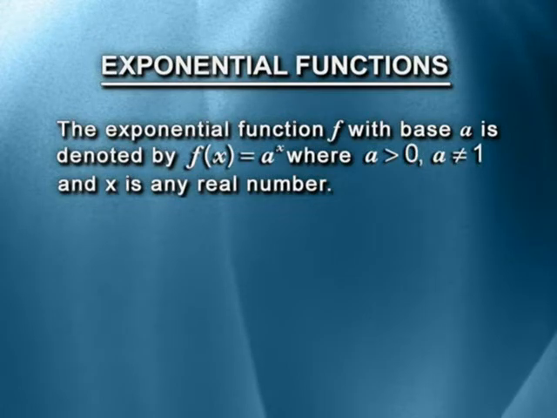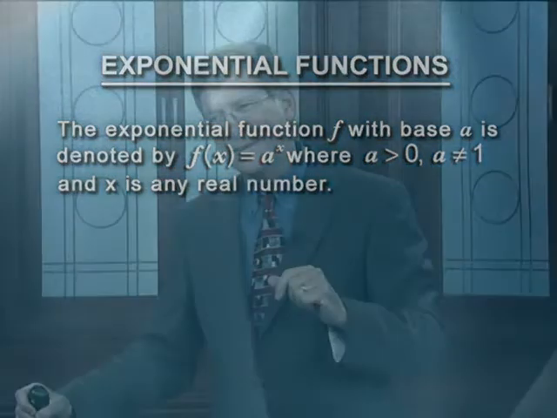Now, why did I say a is not equal to 1? Well, if you have the base 1, then your exponential function would be 1 to the x power, which is just 1. And that's not a very interesting function. That's the horizontal line 1. So generally, we omit the base 1 with exponential functions.